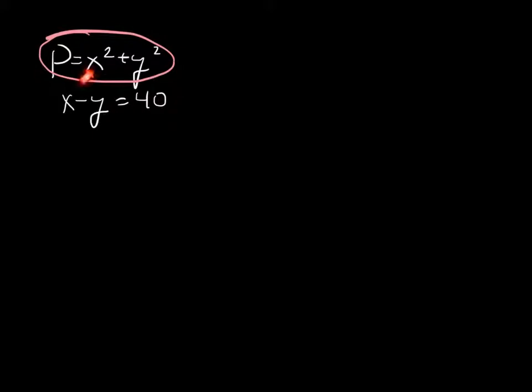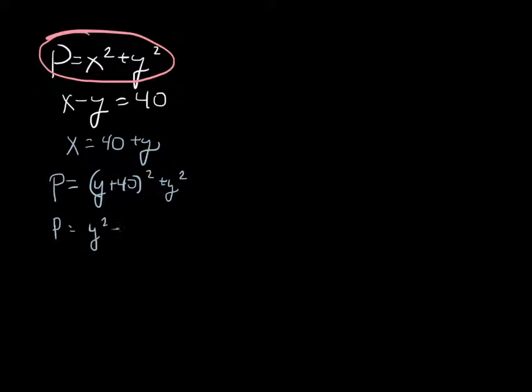Our primary equation is in 2 variables, so we need to use our secondary equation to change that. So what I'm going to do is I'm going to say that x is equal to 40 plus y, which means that p is x squared, which is y plus 40 squared, plus y squared. Okay, so p would be y squared plus 80y plus 1600.